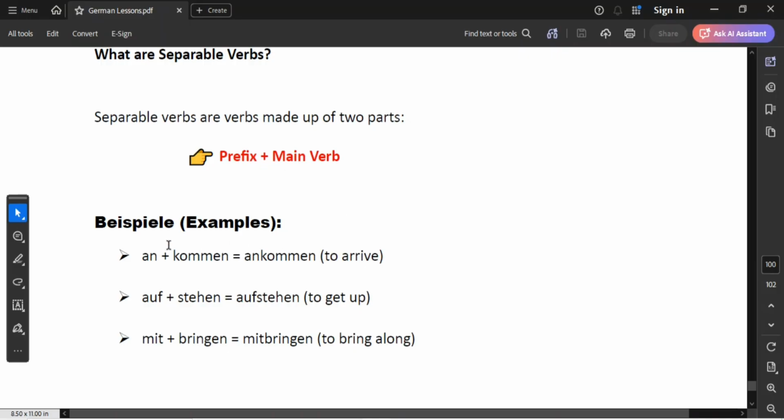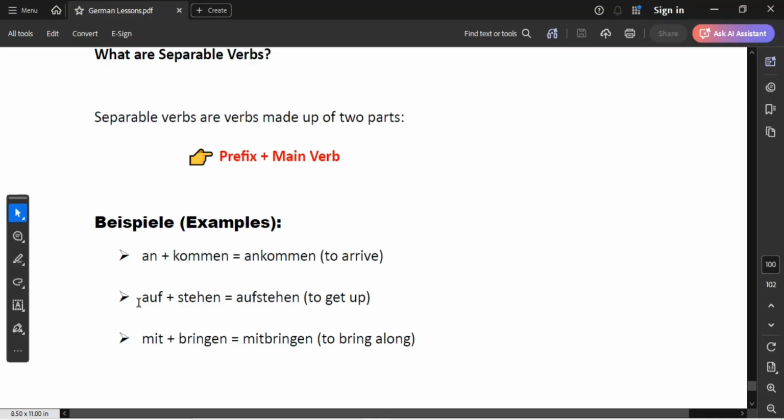Beispiel Nummer 1, we have ankommen. As you can see, ankommen is made up of an plus kommen. An is the prefix, then kommen is the main verb. So an plus kommen gives you ankommen, which means to arrive. This tells you that ankommen is a Trennbare Verben because it is made up of a prefix and a main verb. So it is a separable verb.